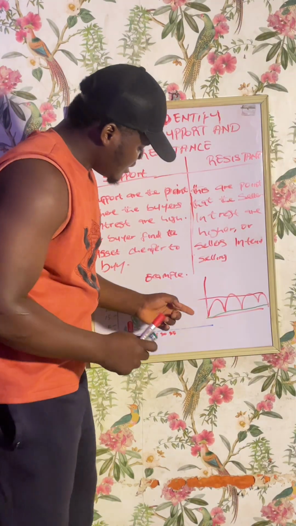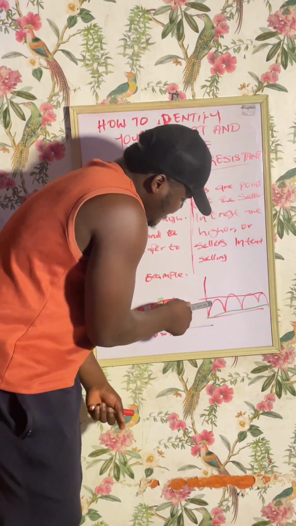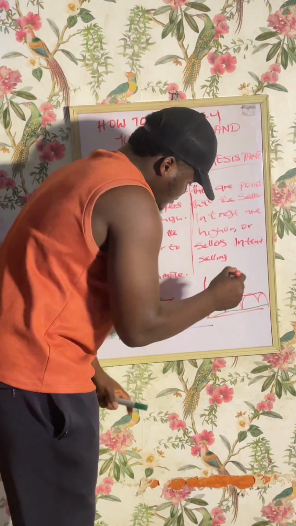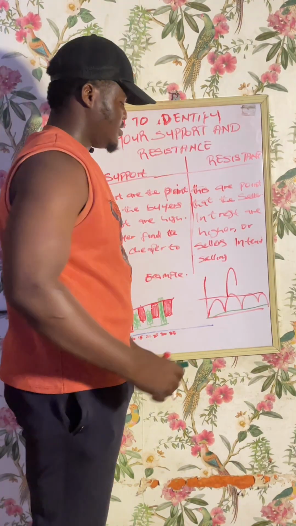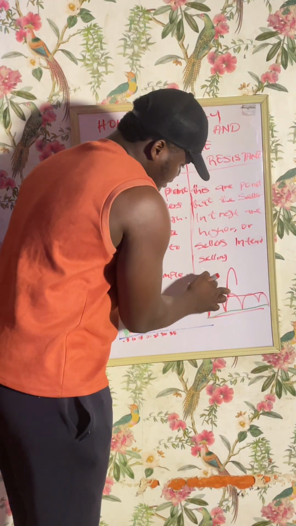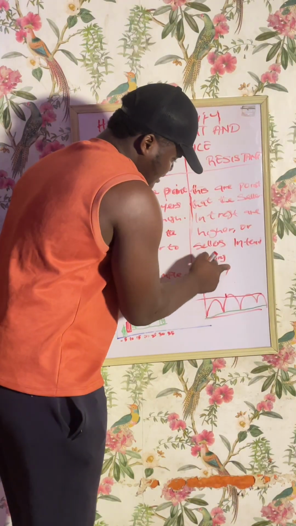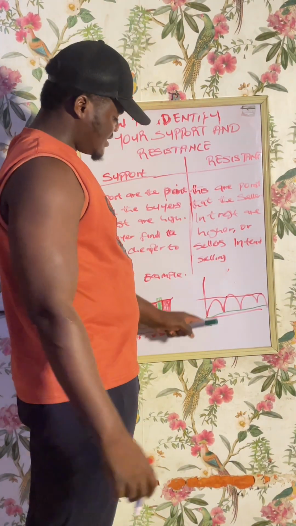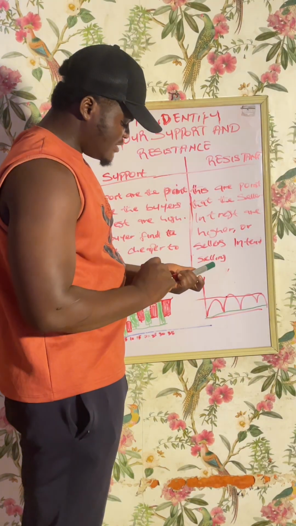Why? Because the sellers were not able to break here. Assuming the sellers broke here, for instance, this would no longer be the resistance. But the sellers could not break this place. So this is the resistance because the price met this point.